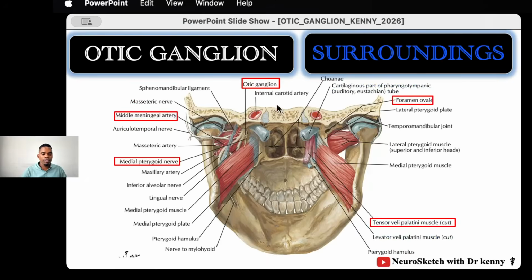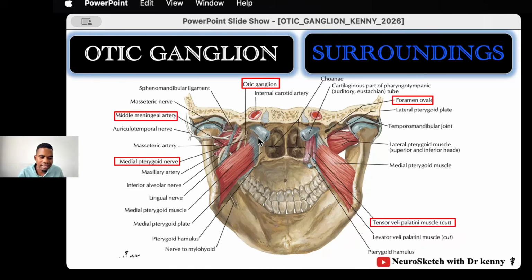Okay, let's talk about the surroundings of the otic ganglion. What are the structures which are related to the otic ganglion? So this is the otic ganglion, and it is found inferomedial to the foramen ovale. You have your foramen ovale here, and this is your otic ganglion. What goes through the foramen ovale is V3, and so the otic ganglion is medial to V3. It is medial to the mandibular branch of the trigeminal nerve, and that is also very important to remember.